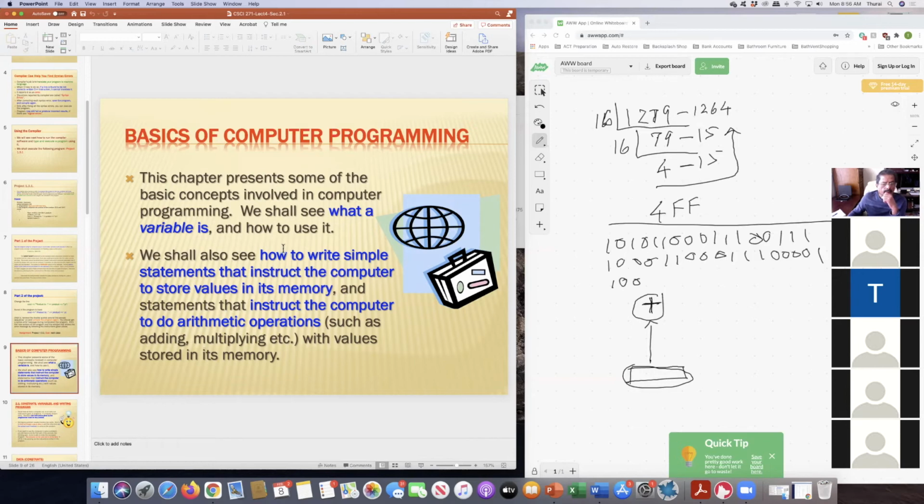We need to understand what a variable is, and we'll be doing that in this section. And then we'll be learning how to write simple statements that instruct the computer to store values in the memory, how to tell the system to store numbers in the memory, and how to tell the system to do arithmetic operations with those stored numbers, things like that. Very basic, very simple programs we'll be learning to write.